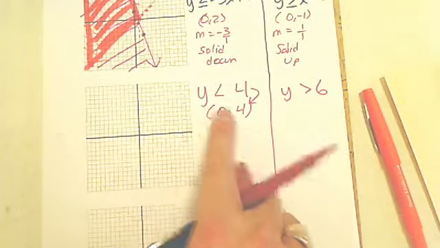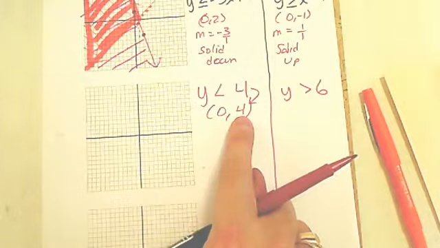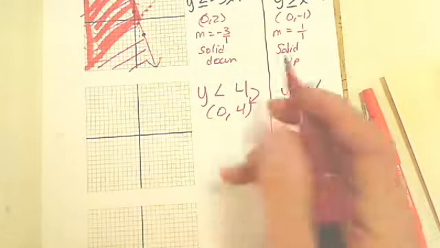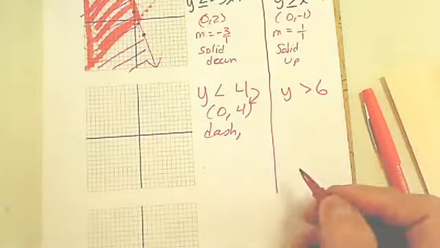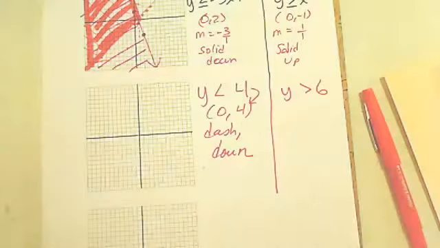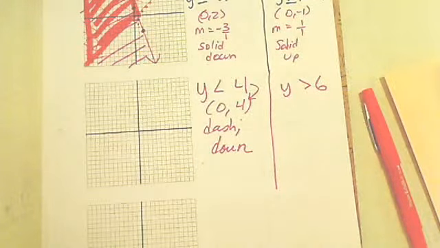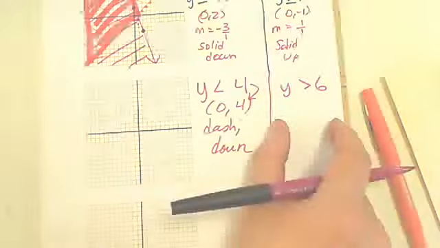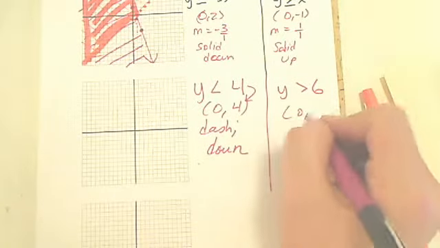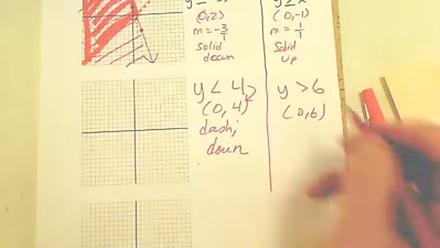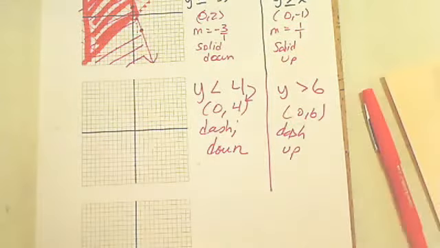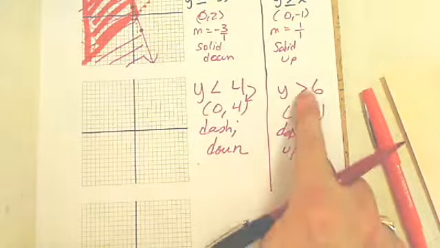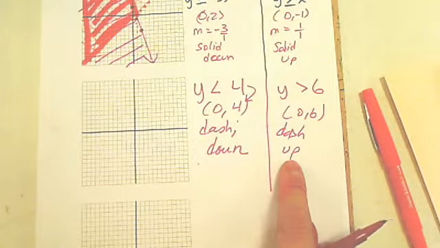Here we go. We know the value of y is 4, so I know that the 4 is y. I also know that it's a dashed line, and I also know it's shade down. Less than is down. And the second part, I know that the y value is 6, 0 is x. I also know that it's a dash, but I also know it's up because it's greater than. Greater than, more, shade up.